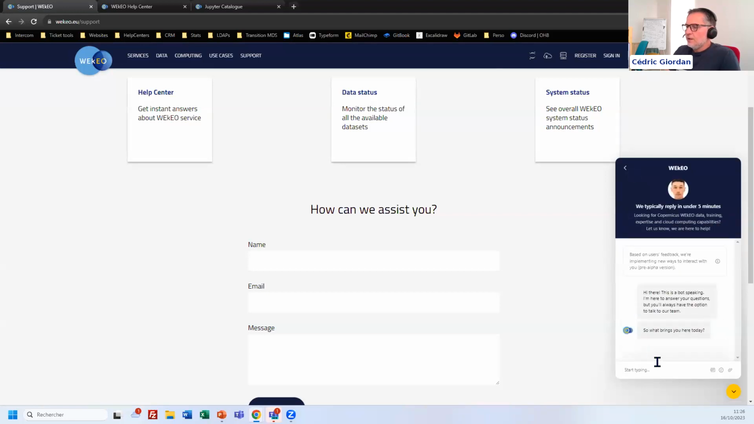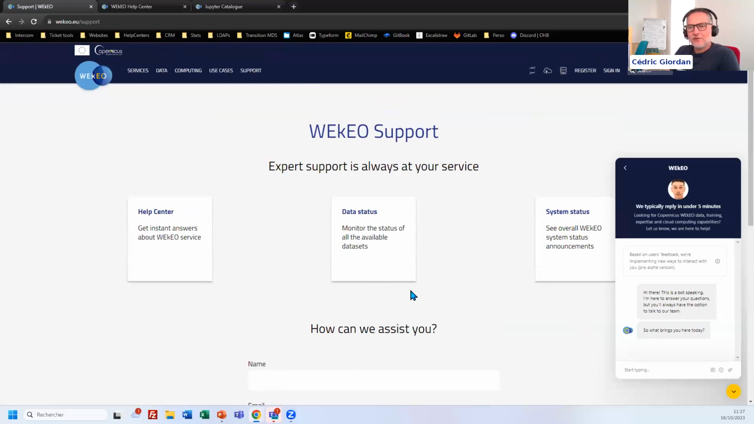You click, and you will reach a member of the team, Alexander or another member of the team, and we will answer you as soon as possible. We answer rather quickly, so do not hesitate if you have any question on anything. If we don't have the answer, we will find the right people in the WEkEO team to answer you. So that's all for me. Thank you very much.